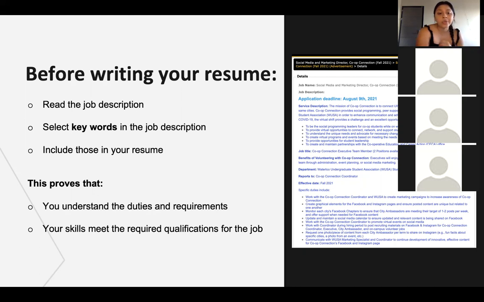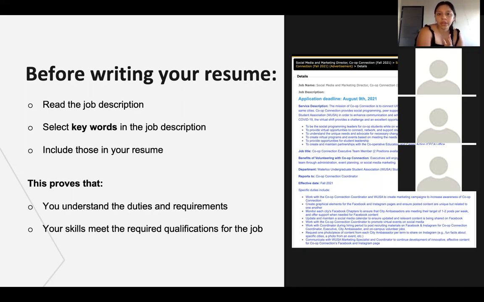This will prove that you understand the duties and requirements they are looking for in an employee, and also that your skill set meets the required qualifications that they're seeking in an employee as well.